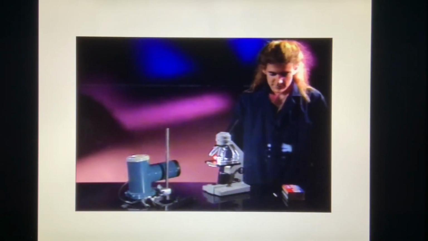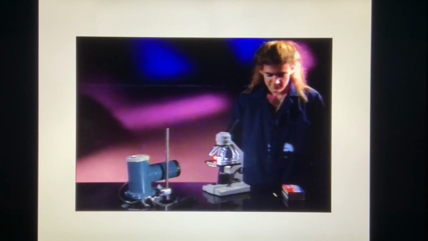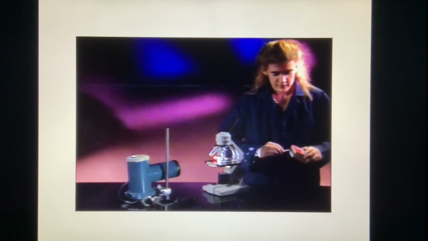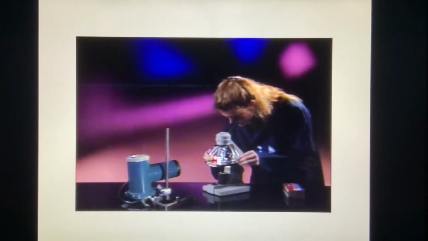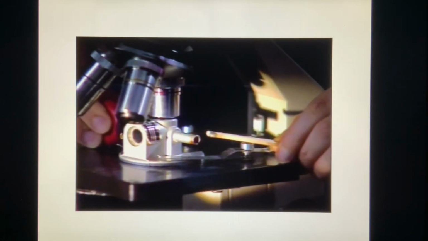Brownian motion provides direct evidence of the existence of atoms and molecules using nothing more complicated than an ordinary microscope. We'll fill this small chamber with smoke particles from a match, then watch the particles under a magnification of 100 times. Notice the random jiggling motion of the smoke particles caused by air molecules colliding with the much larger particles of smoke.